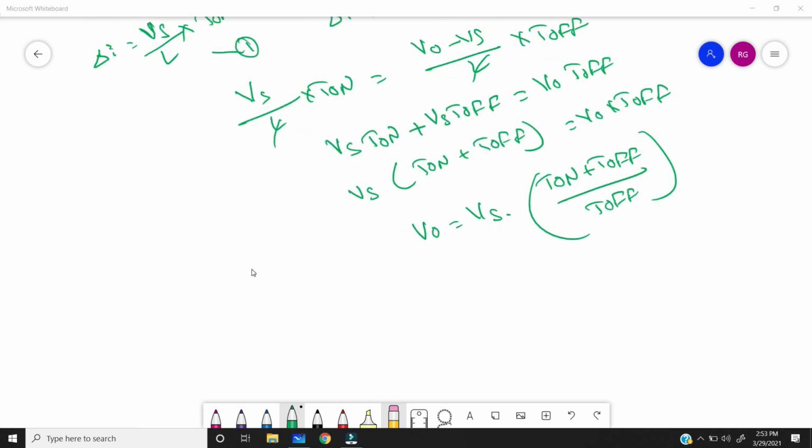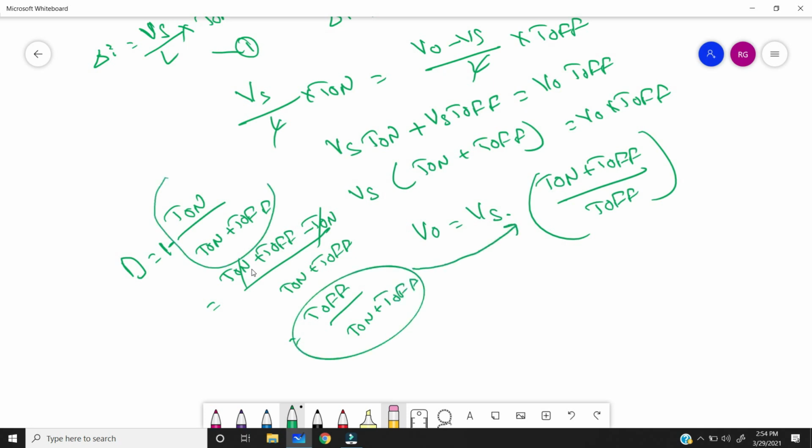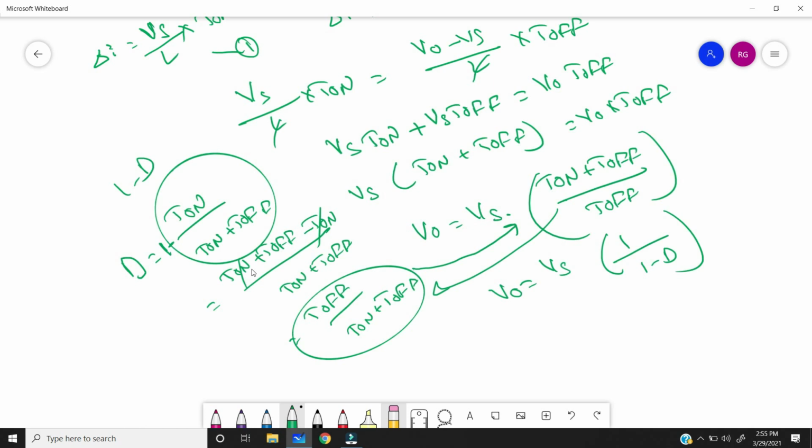We already know the duty cycle D is equal to T on by T on plus T off, the total time. If you take 1 minus D, it is T on plus T off minus T on, divided by T on plus T off. T on cancels, giving T off by T on plus T off, which is nothing but 1 minus D. So V naught is equal to Vs into 1 by 1 minus D, because the numerator and denominator are reversed. So V naught is equal to Vs by 1 minus D. This is our boost circuit output expression.